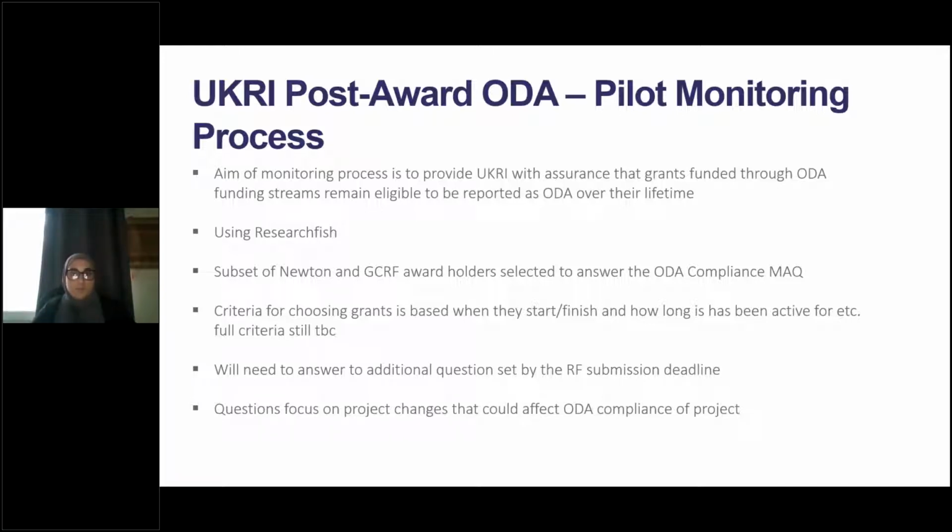So a little information on how this will work. We will be selecting a subset of ODA grants, and the full criteria of how we go about selecting these grants is yet to be confirmed. But for the pilot, we have looked at start and end dates, and how long the grants have been active for. Once the subset have been selected, they will need to respond to the questions by the ResearchFish submission deadline, which I believe falls between February and March every year. And the focus of the question set is on the project changes that could affect ODA compliance. Okay, next slide, please.